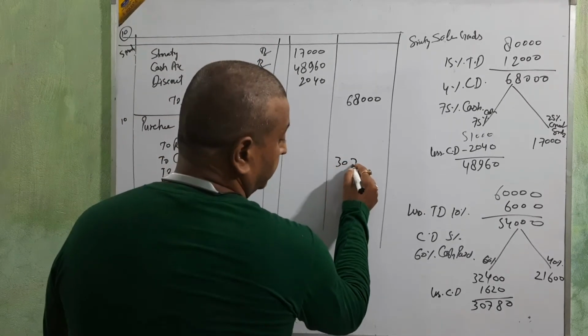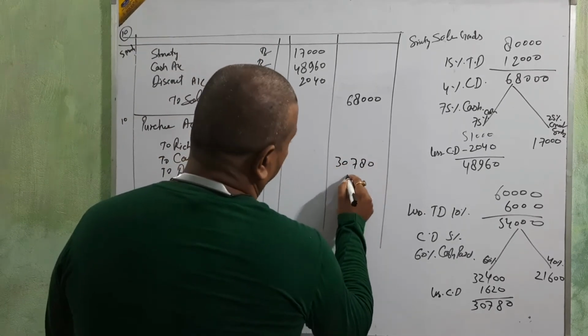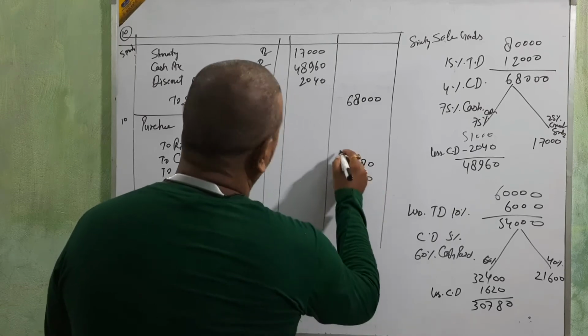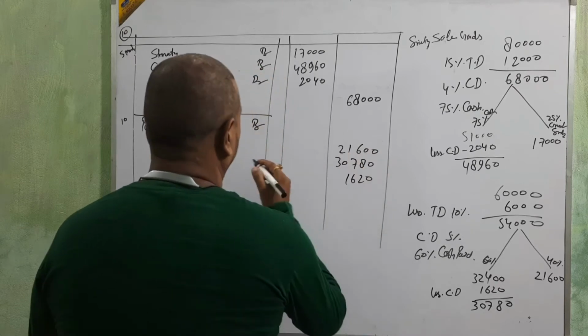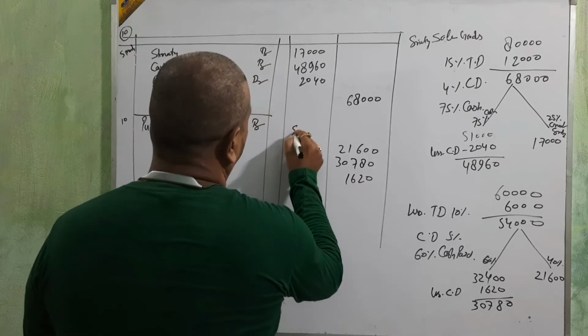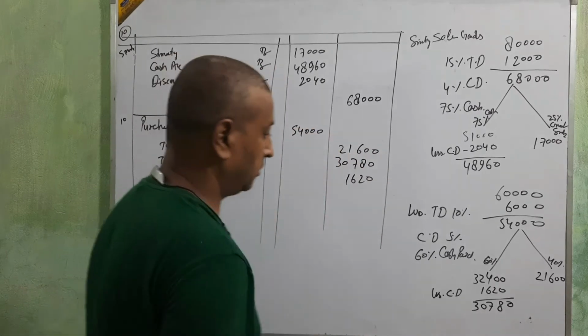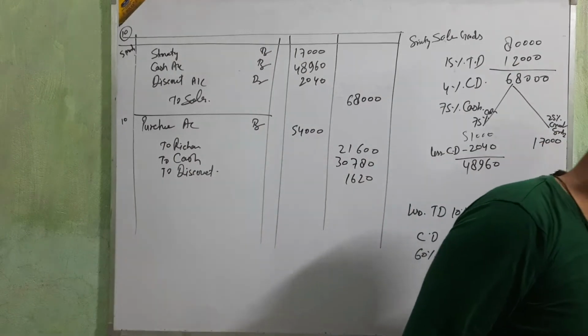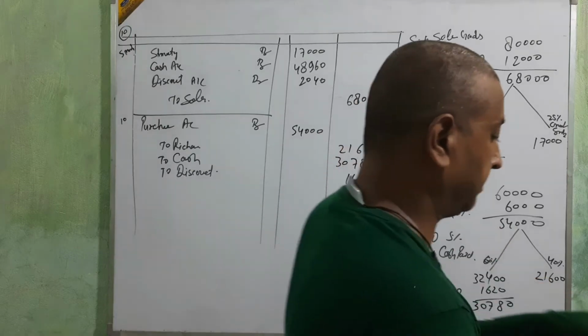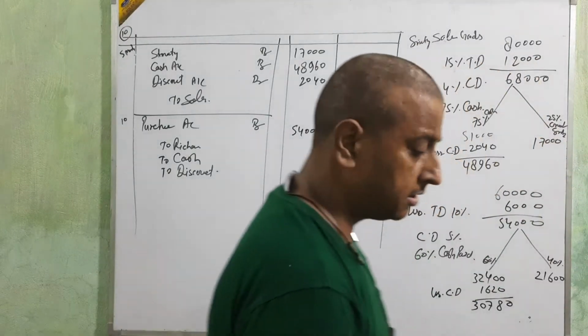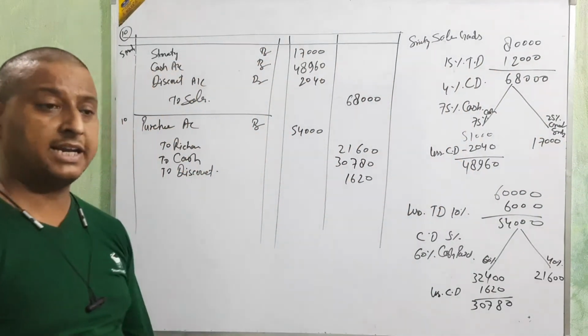Cash 30,780, discount 1,620 and Richa 21,600, total 54,000. Okay, beta? Clear? Answer is coming. Yes, discount amount is given. Clear or not?